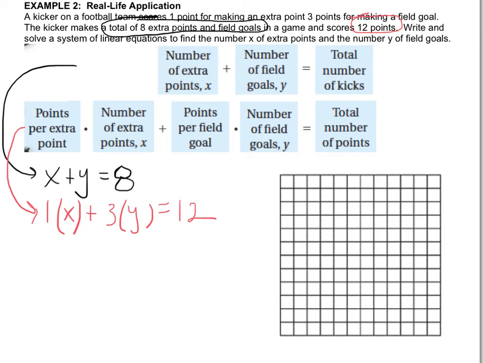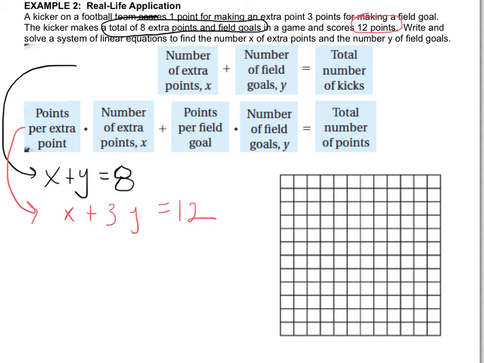We can simplify a little bit more for that second one because we don't need to write a 1 in front of the x. So we could make it a little bit more simple. So let's just go ahead and take that out. And at that point we don't need the parentheses anymore. And we can just leave that equation as x plus 3y equals 12.